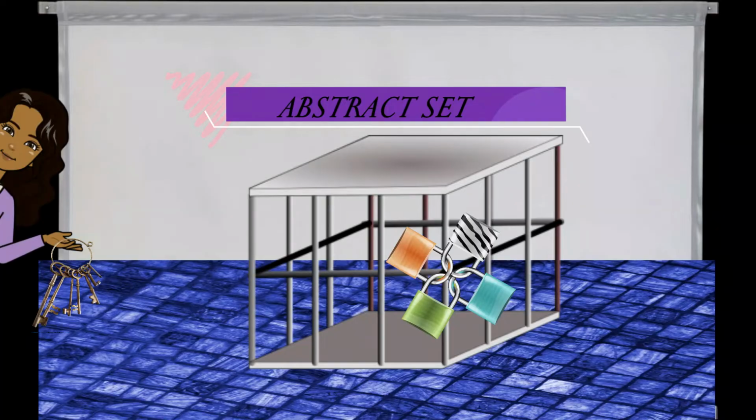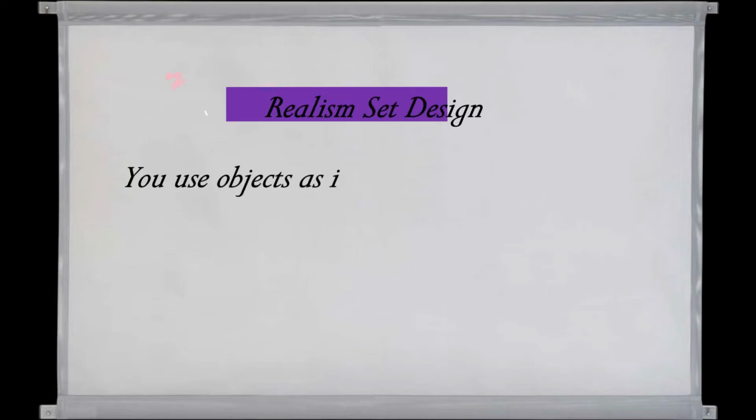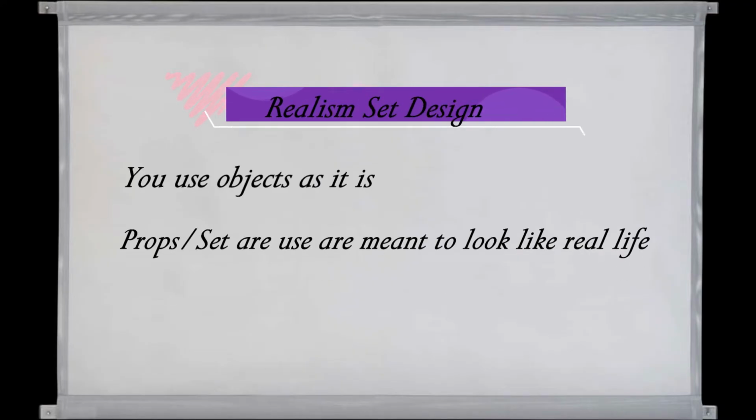For instance, you decide to set up your abstract setting by using a blue fabric on stage to suggest that you are in the middle of the ocean. Now on to realism. In a realistic set, you use objects as they are.